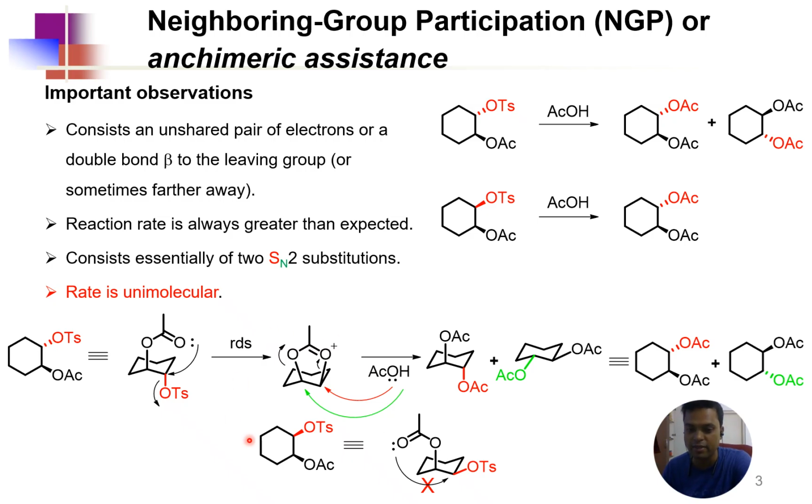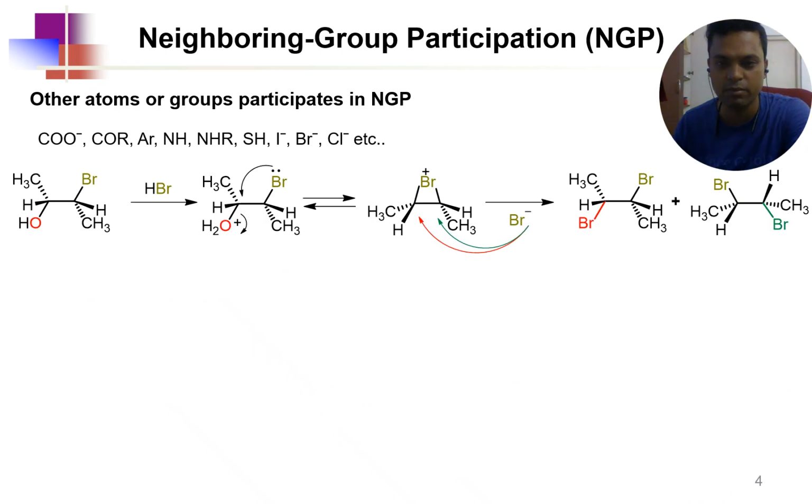It is a normal SN2 reaction, and that is the reason why this reaction is much slower compared to this particular reaction. So I guess I was able to explain some of this NGP with an example. I will give you a few more examples over here.